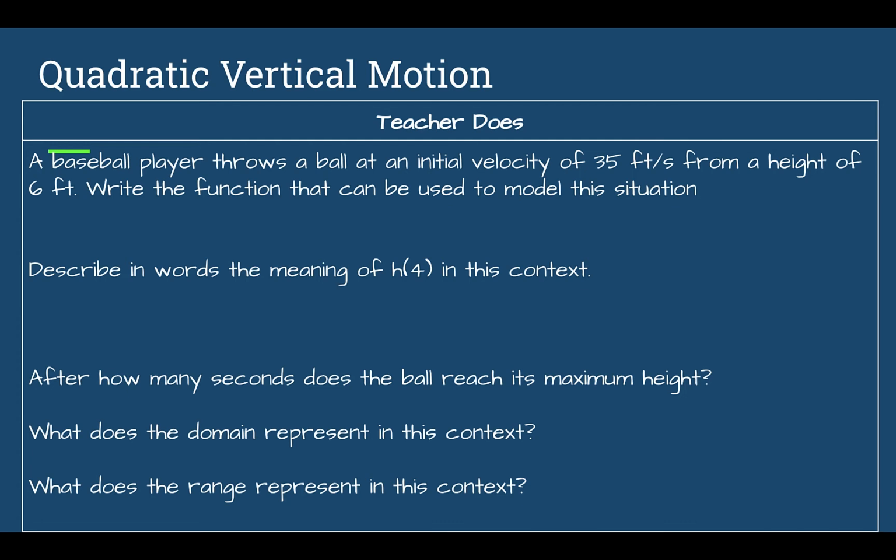A baseball player throws a ball at an initial velocity of 35 feet per second from a height of 6 feet. Write a function that can be used to model this situation. So throwing the ball through the air, that is vertical motion. We would just plug in our initial velocity and our starting height, and we would get h of t equals negative 16t squared plus 35t plus 6.